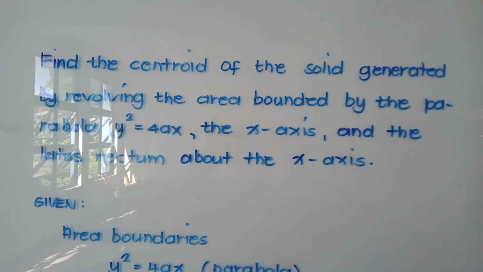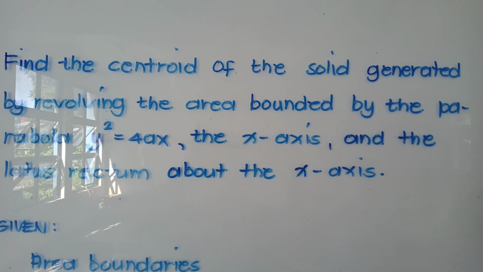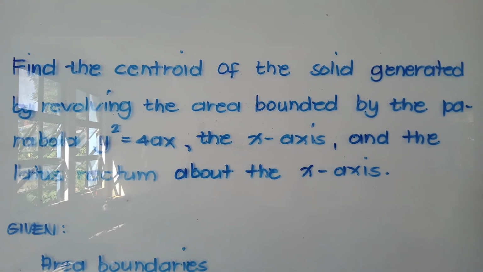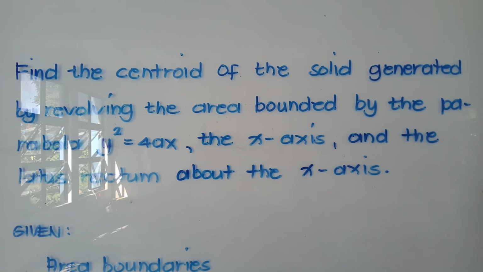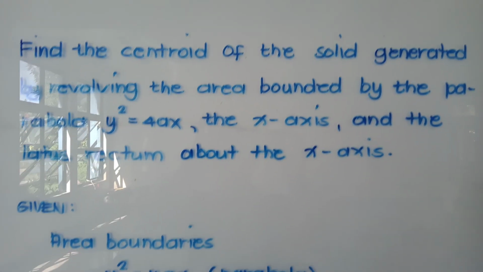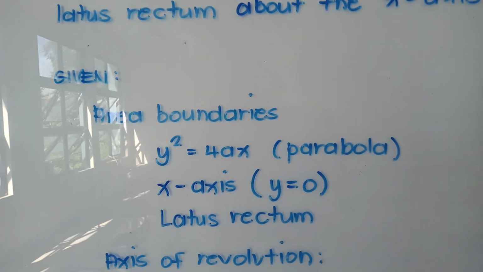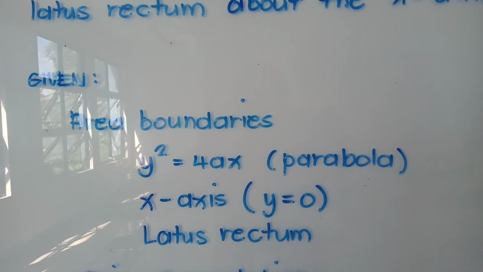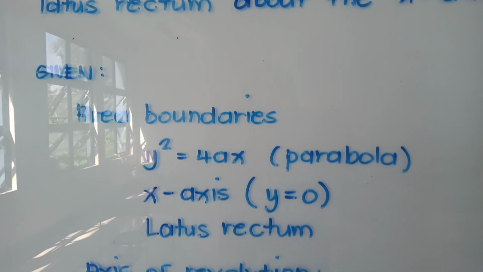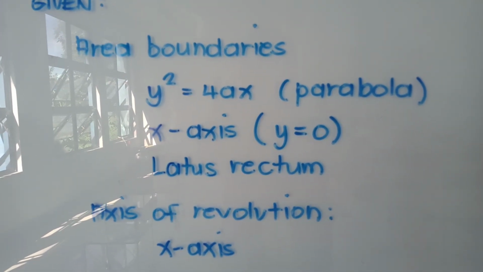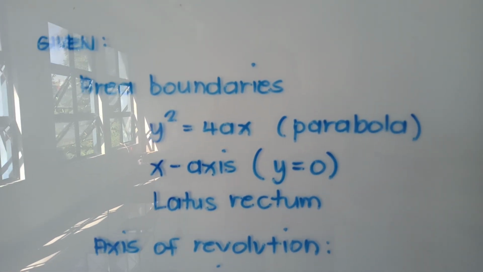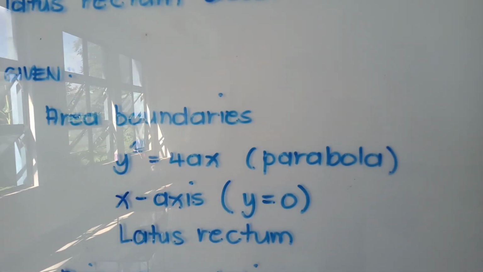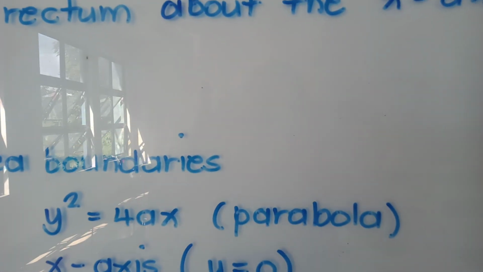Alright, let's have an example wherein we're asked to determine the centroid of a solid of revolution. And you know that a solid of revolution is formed by rotating an area about a particular axis of revolution. Now, our area boundaries is specified as a parabola.